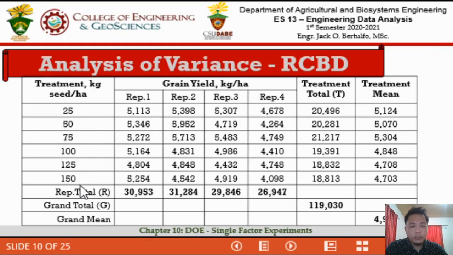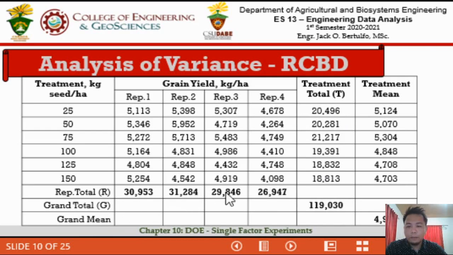So we have this treatment here. We have replication 1, replication 2, replication 3, and replication 4. Then for treatment total, just add all of these here. Add, so you have this total, and so on and so forth. Then the additional is this replication total. Then for grand total, you just add all these treatment totals here. Then you can have the grand total.